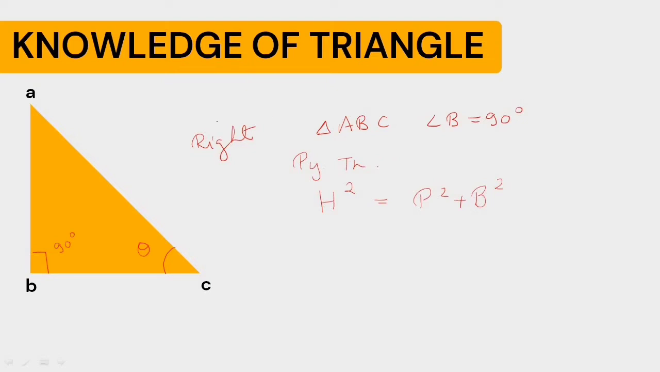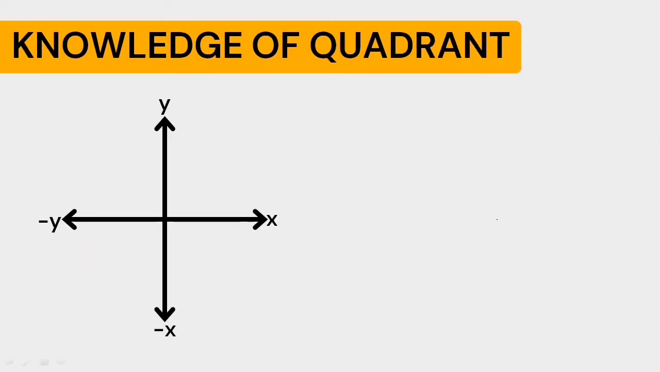The side in front of the 90-degree angle is the hypotenuse. The side in front of the angle which we are considering is the perpendicular and the side adjacent to it is the base. So here the hypotenuse AC square is equal to the perpendicular AB square plus the base BC square. This is the basic Pythagoras theorem which we are going to use through the entire journey of trigonometry.